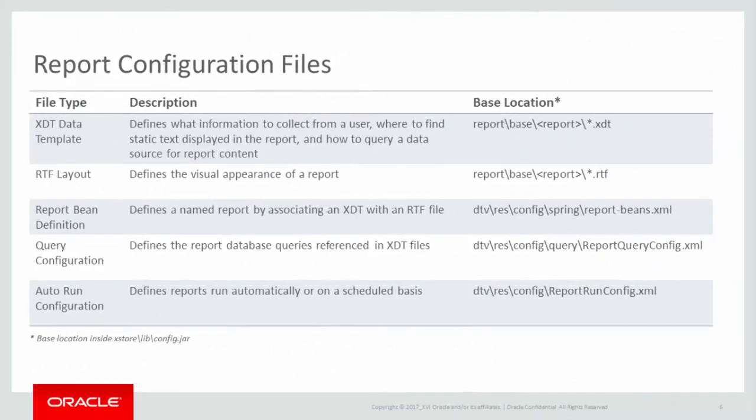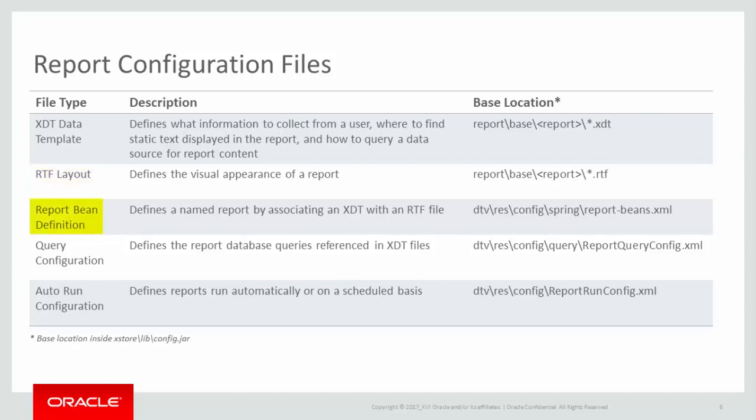Having an understanding of XStore's report configuration files is essential for those interested in customizing base reports or adding new custom reports. As mentioned earlier, the XDT data template tells the reporting framework how to retrieve the raw report content from a data source and publish the content in XML format. In query reports using parameterized queries, the XDT data template defines UI prompts to solicit report parameter values from an XStore user. RTF layout templates define the visual appearance of a report.